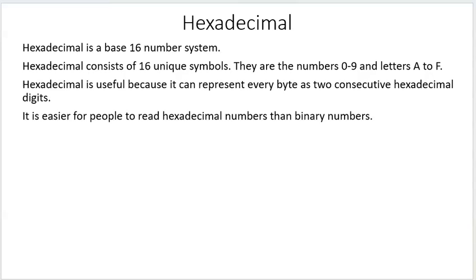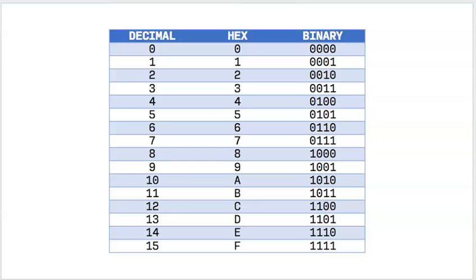Hexadecimal is useful because it can represent every byte as 2 consecutive hexadecimal digits, and it's just easier for people to understand and read hexadecimal numbers than binary numbers, which are just strings of ones and zeros. Let's take a look at what that looks like.